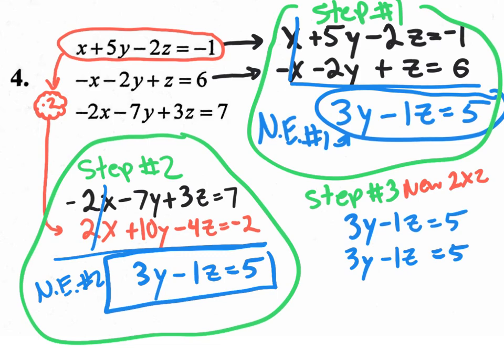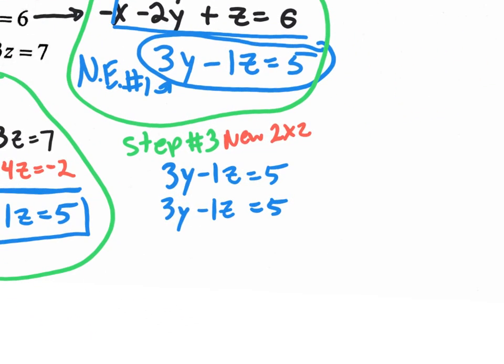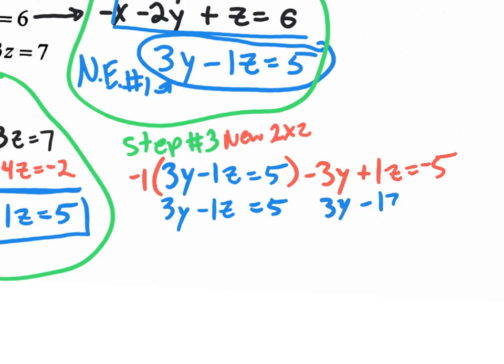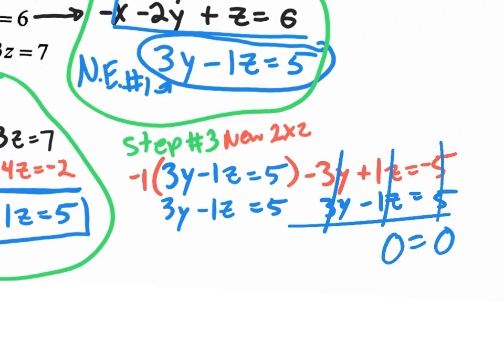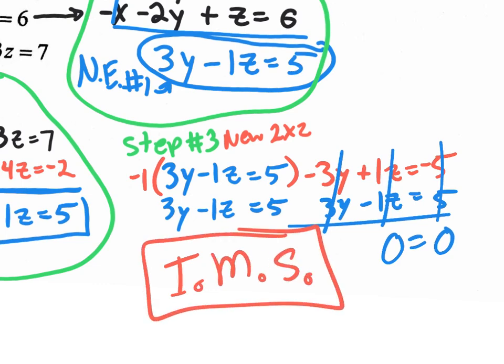See, technically what you're supposed to try to do is, okay, I want to cancel something out. So you're like, oh, I want to cancel the z's by multiplying the top by -1. So you get -3y plus 1z equals -5. The bottom one stays the same. 3y minus 1z equals 5. But when you cancel, everything cancels. So you get 0 equals 0, which is always true. This is where you say infinitely many solutions. IMS, infinitely many solutions.